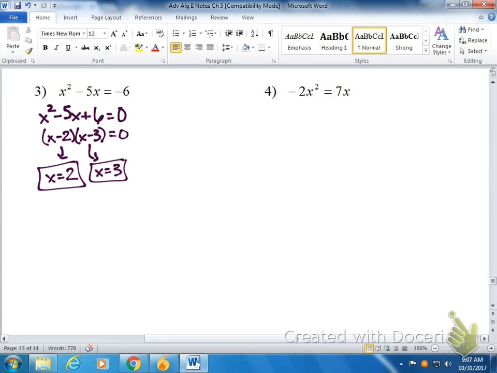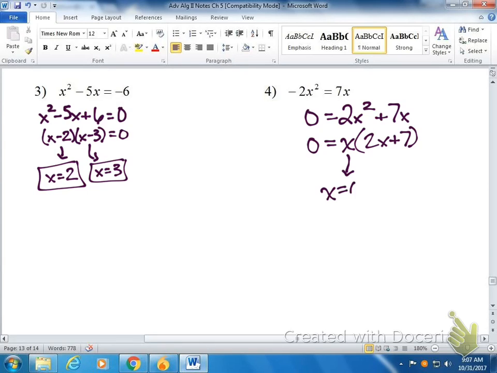So looking at the next problem, I notice that I have an x squared term and an x term, so I'm either going to have to do quadratic formula or factoring. Let's move both terms to one side. Since negative 2x squared is negative, I'm going to move that to the right side. I notice that they have a greatest common factor, so I'll take out an x, leaving me with 2x plus 7. And we have two zeros.